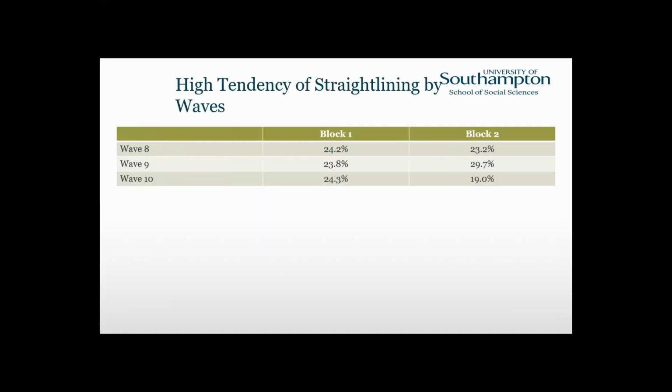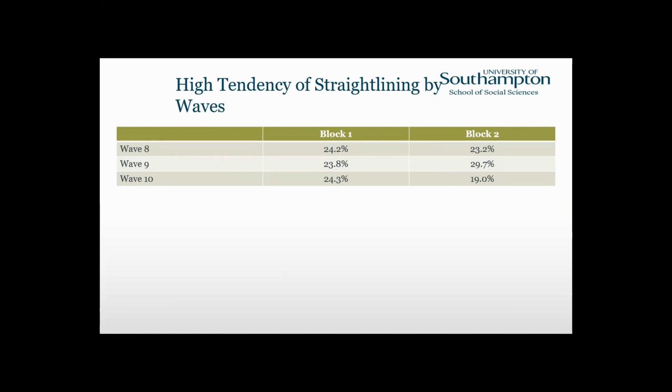It's just for our context, this information. Then this table presents high tendency of straight lining by waves. And we can see that for block one, there are no massive differences, but in block two, we can see differences in straight lining. So for example, in wave 10, only around 19% of respondents were identified having high straight lining tendency. But when compared to wave 9, it was nearly 30%, so quite a big difference.